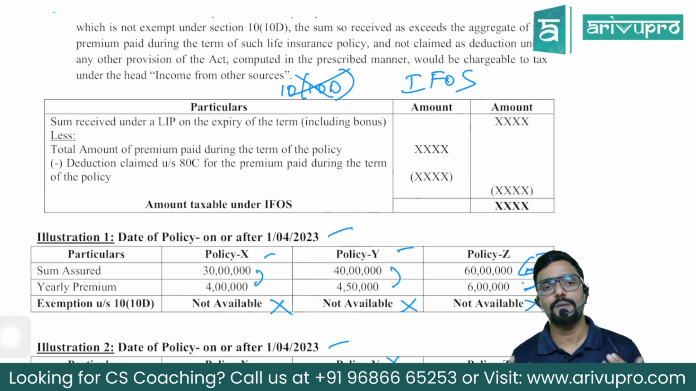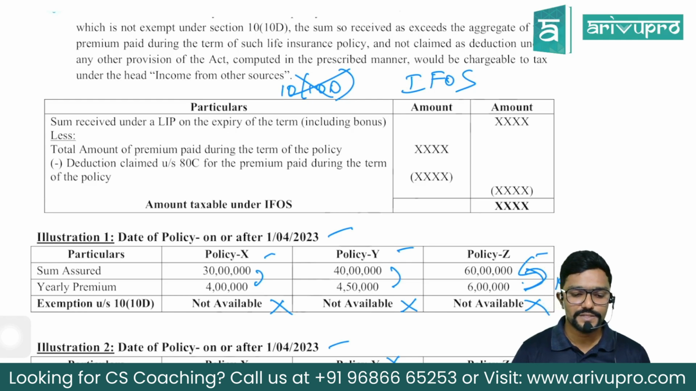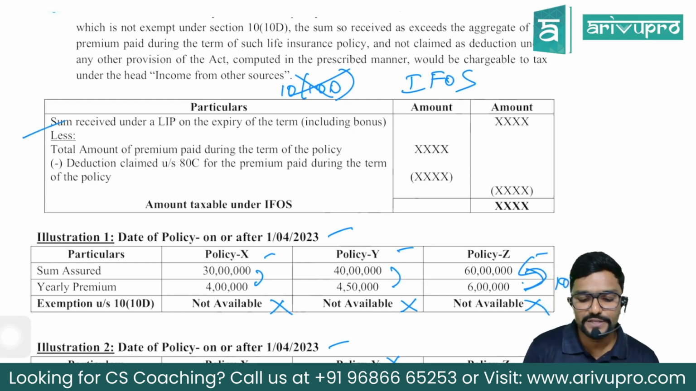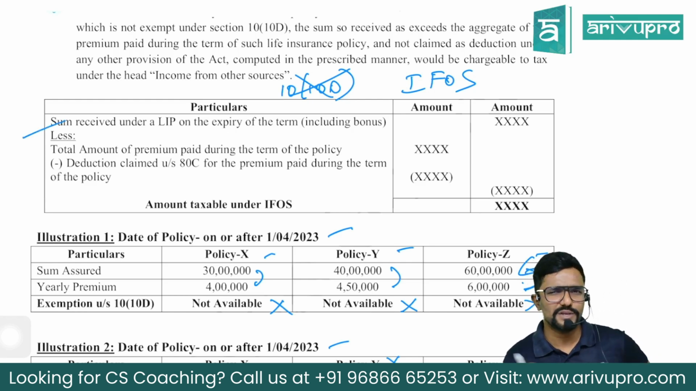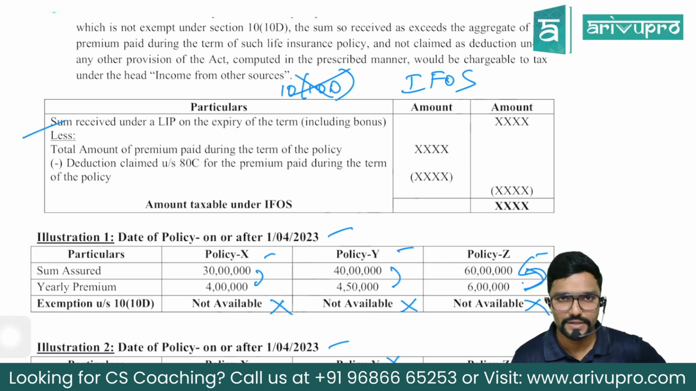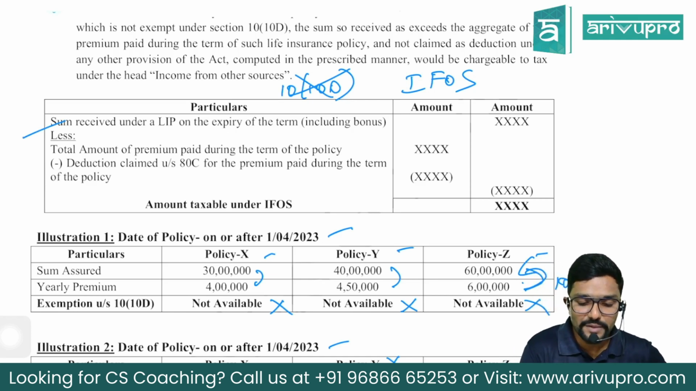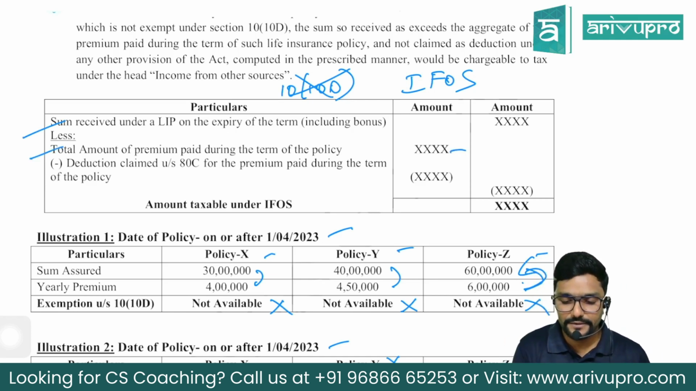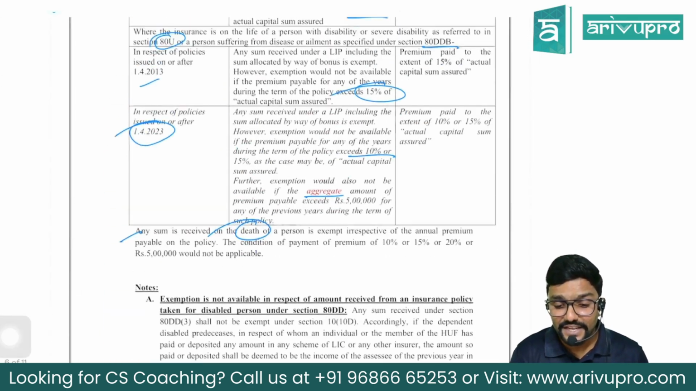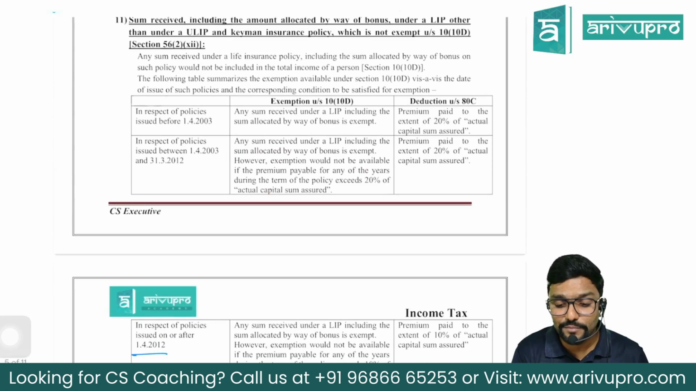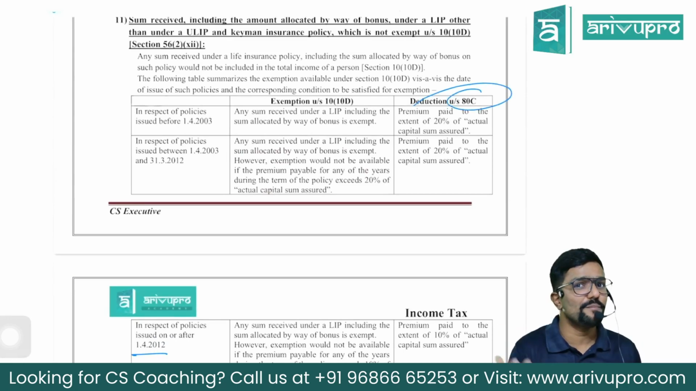Now, what amount would be taxable, guys? So you can see sum received under a life insurance policy on the expiry of the term, including bonus, we call it as sum assured or policy amount, less total amount of premium paid during the policy, you have to take it. From that, for premium paid, you would have claimed a deduction under section 80C during the term of the policy for whatever premium you have paid.